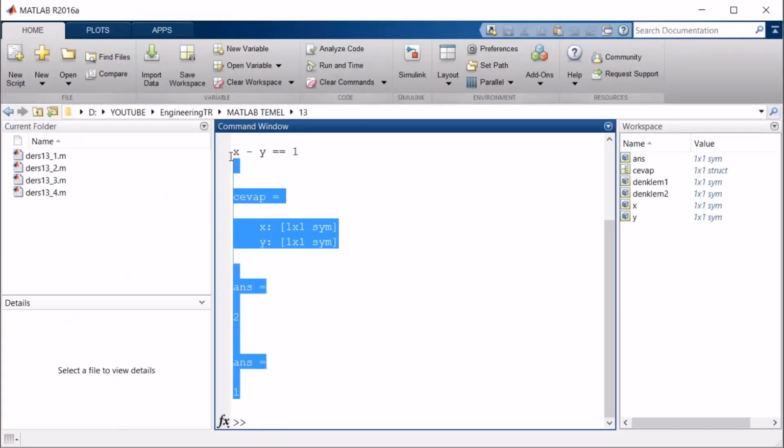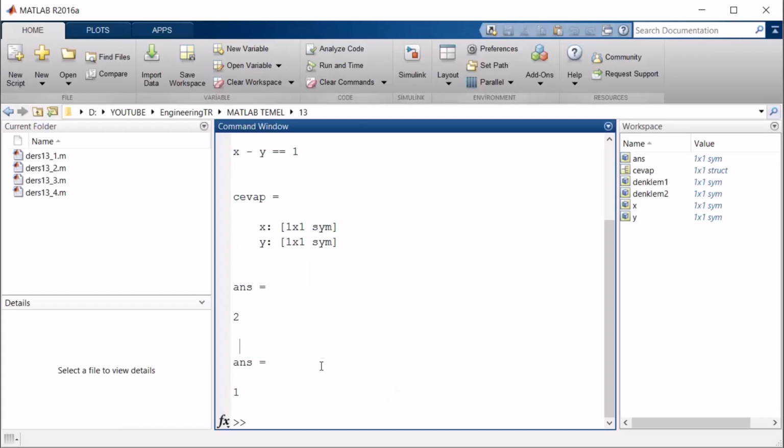As you can see, MATLAB can solve more than one unknown for us in this way. It can be used for more difficult equations, but it can also be a challenge. This now depends on your equation, of course. This is how we learned it, guys.